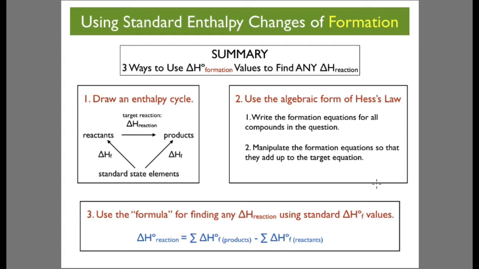Okay, to summarise, for the enthalpy change of formation, there's 3 ways we can find the enthalpy change of reactions. We can draw an enthalpy cycle to understand the routes taken, and it's the enthalpy formation from the standard state elements, reactants, via the enthalpy change of the reaction. That's the indirect route, which is the same as going from the standard state elements to the products. You can use Hess's law by writing the formation equations for all the compounds in the question, then manipulating the formation equations so that they add up to the target equation, or we can just use the formula for finding any change in enthalpy of reaction using standard enthalpy change of formation values.